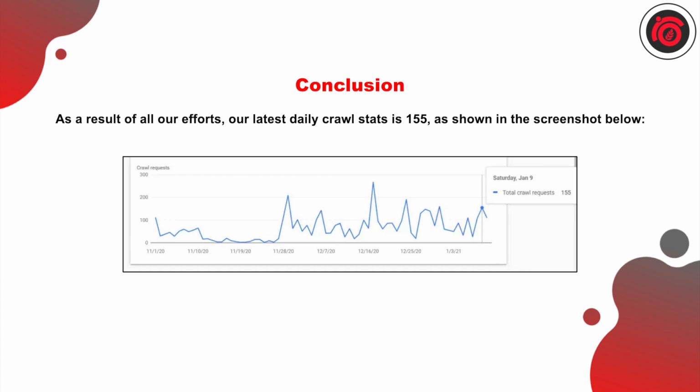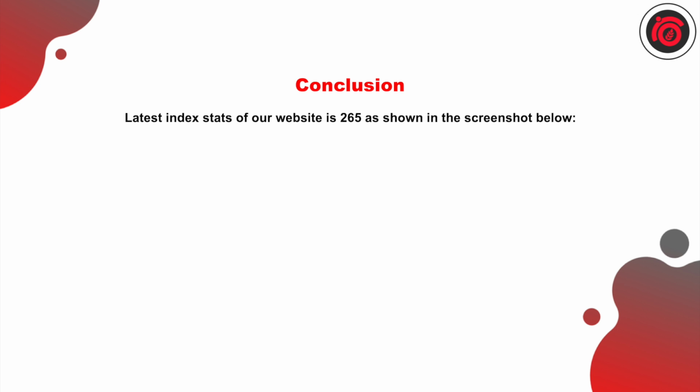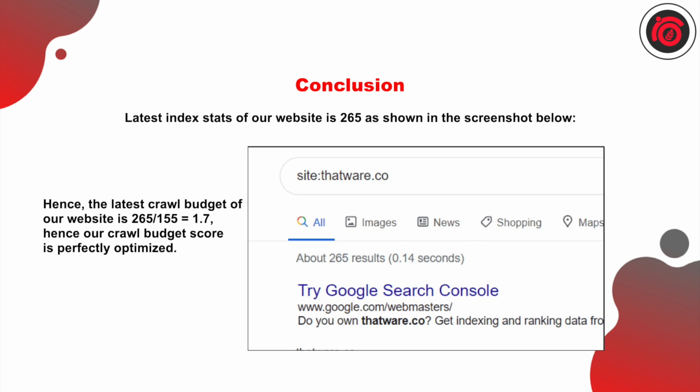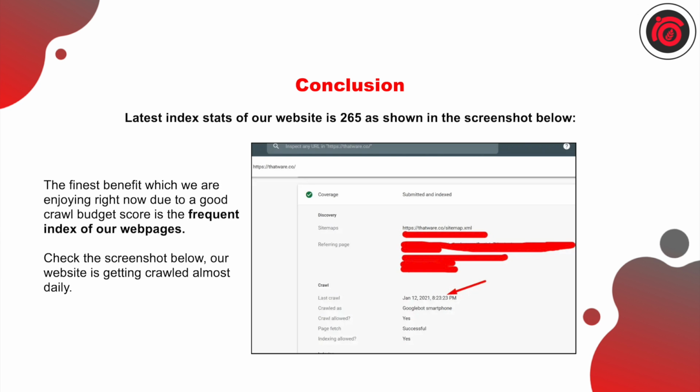Running a simple site crawl, we can see that the number has decreased, obviously because we have de-indexed a lot of unwanted pages from Google. Now the number stands at 265, and dividing it by the total number of crawl requests per day, we see the crawl budget has now decreased to 1.7, which is within the ideal score of 1 to 3. So now our crawl budget score is completely optimized, and this means that our entire website is completely indexable within 1.7 days, which is perfectly fine.